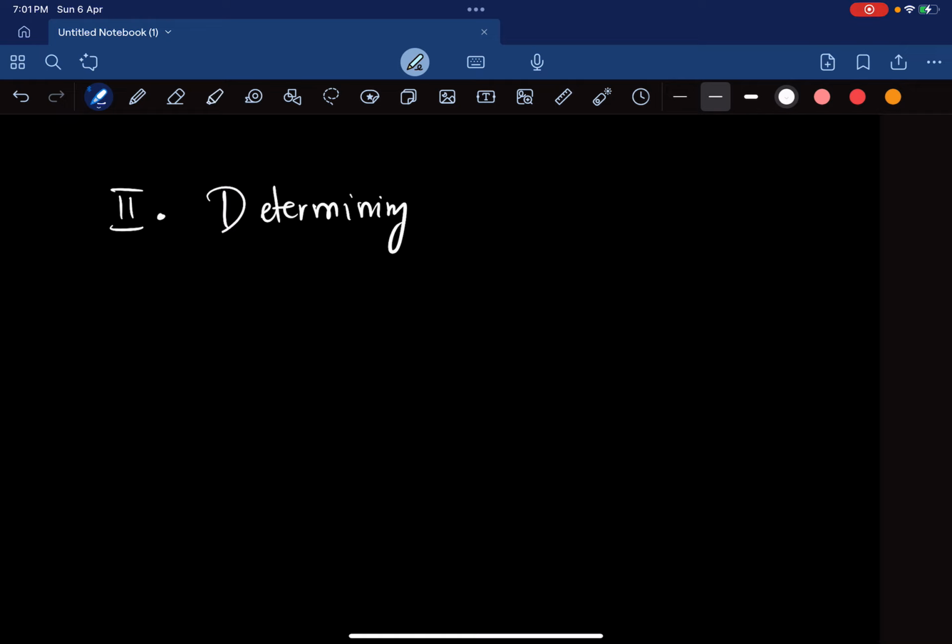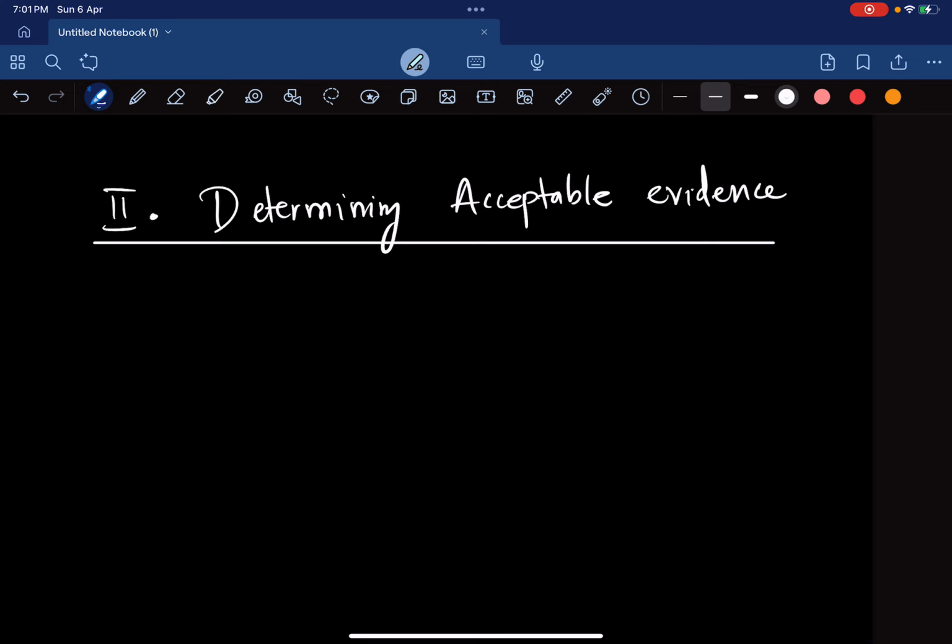The second stage in the backward design is determining acceptable evidence. And this is where the important part of tests or assessments comes in.